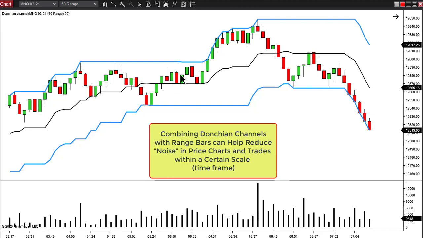Now, you could still get some chop in here, right? That's the thing. Every type of smoothed bar, every type of smoothing average, remember, the more smoothing you do, most people think, oh, that's good, that takes the noise out of the market. Not necessarily. It will take the noise out of the market at that scale, whatever you set that scale to.